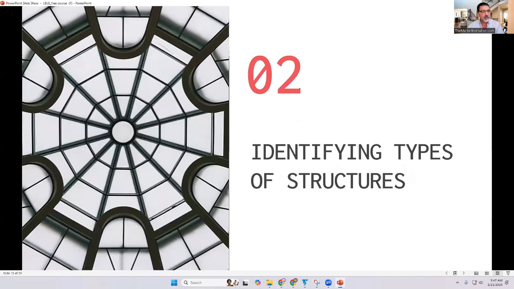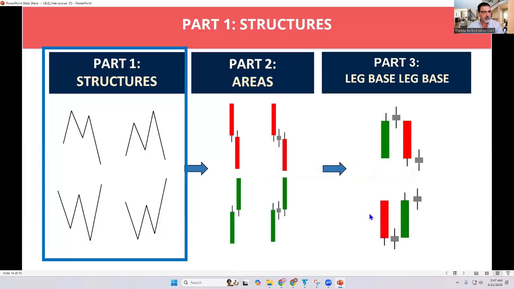So, identifying different structure types. You have lower highs, lower lows, higher highs, higher lows. These are basic chart structures that we look at, but each one of the turning points often aligns with the leg base group of candles. So we identify different structures, pivot highs and lows, and then we start looking inside that area.